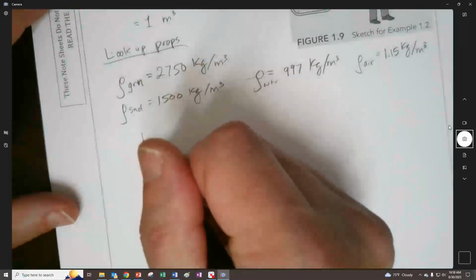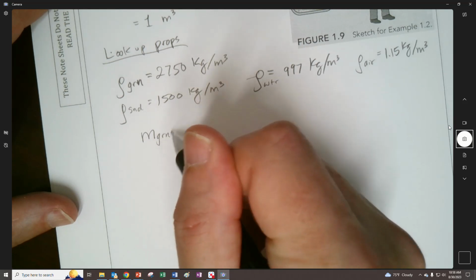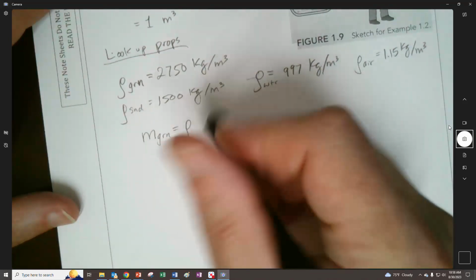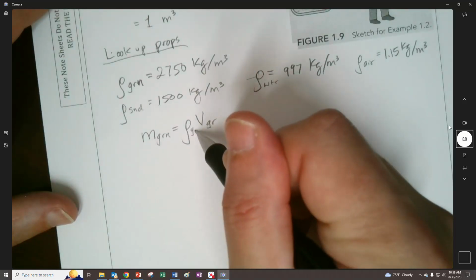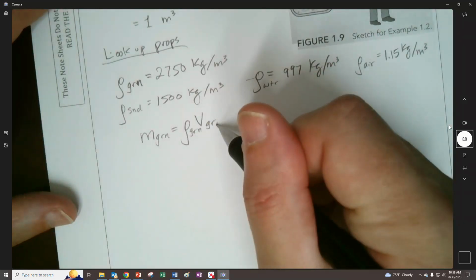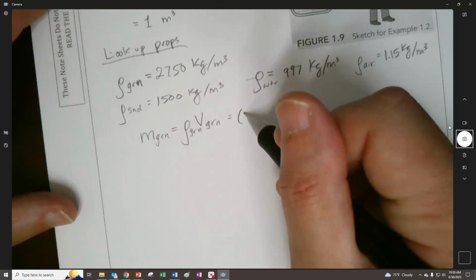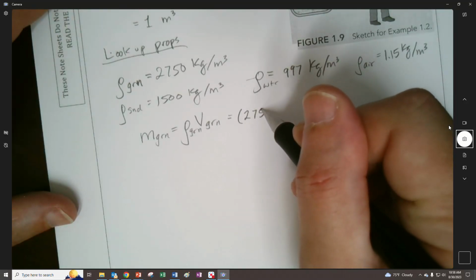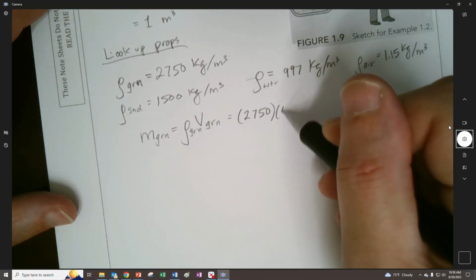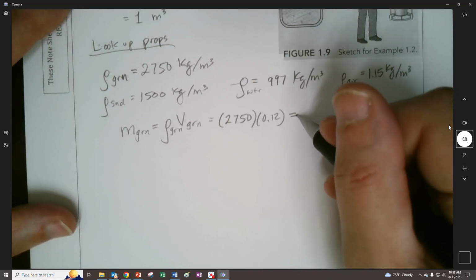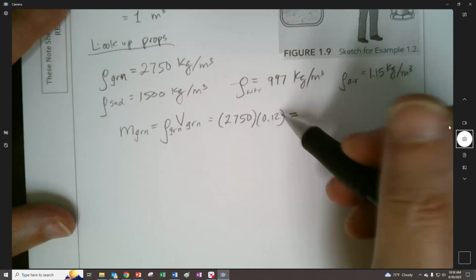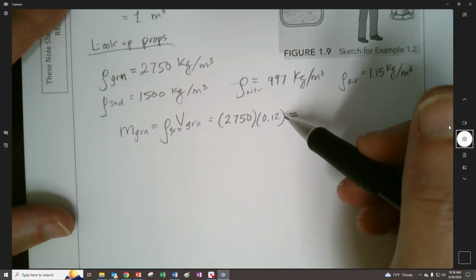But anyway, you want to get the mass of the granite. You take the density times the volume of the granite. I put an N on there. So 2750 and 0.12, and I didn't bother with the units because I know the units. I know the units are going to work out.